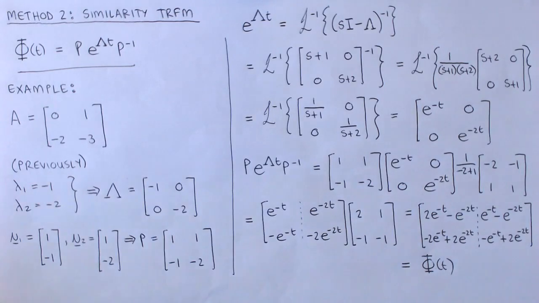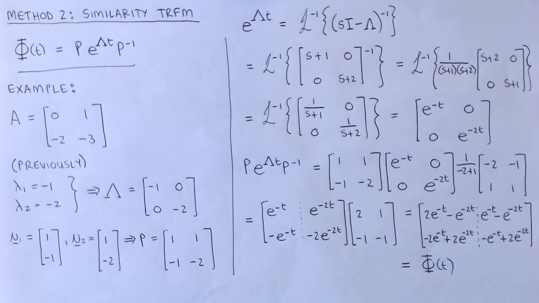The method using the inverse Laplace transform is often quite tedious to use. We now look at the related method that makes use of the similarity transform. This is the transformation that transforms a state variable system to the modal canonical form. This method often requires fewer calculations.